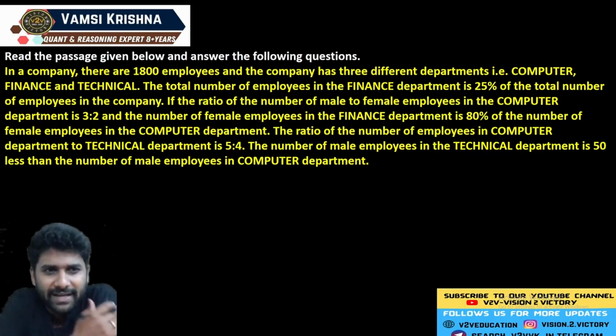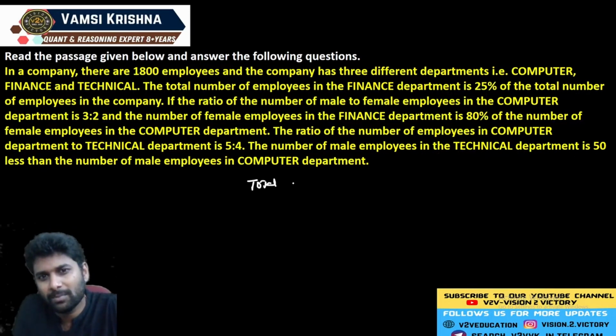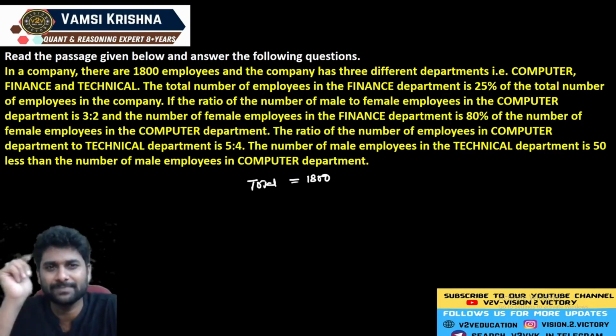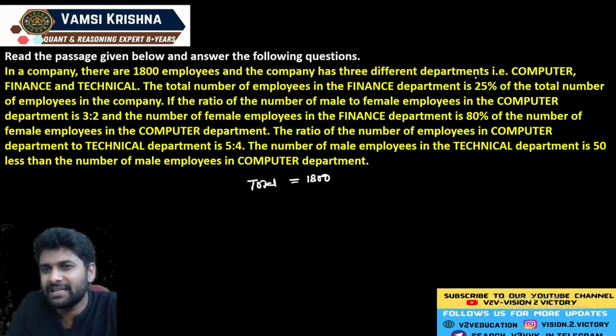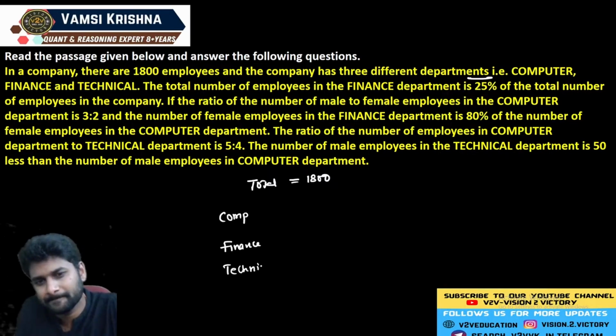Now see the question here. In a company, there are 1800 employees. See here, the total number of employees is exactly equal to 1800. In the company, they have three different departments: one is computers, another one is finance, and the third one is technical.